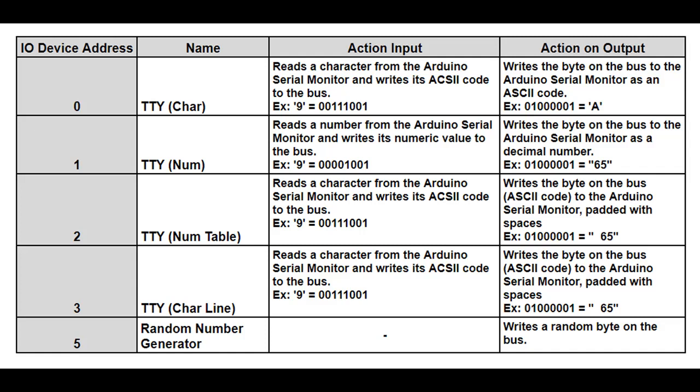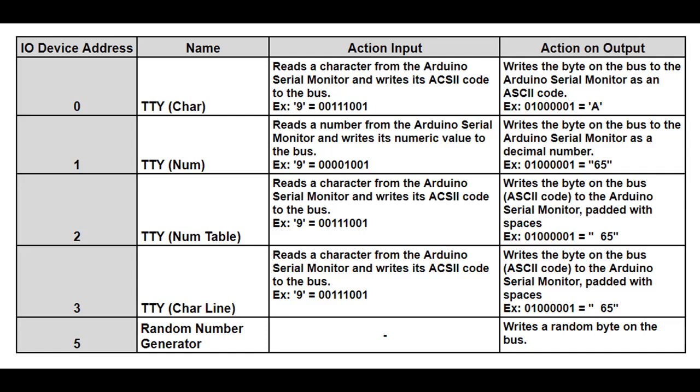So if you use device 0 as input, it will read a character from the Arduino serial monitor and write its ASCII code to the bus. So for example, if you had typed the number 9 in the Arduino serial monitor, you will get the binary value 57 on the bus. If you use it as an output device, it will write the byte that is on the bus to the Arduino serial monitor as an ASCII code. So if you have placed the binary value 65, for example, on the bus, it will give you a capital A on the Arduino serial monitor.